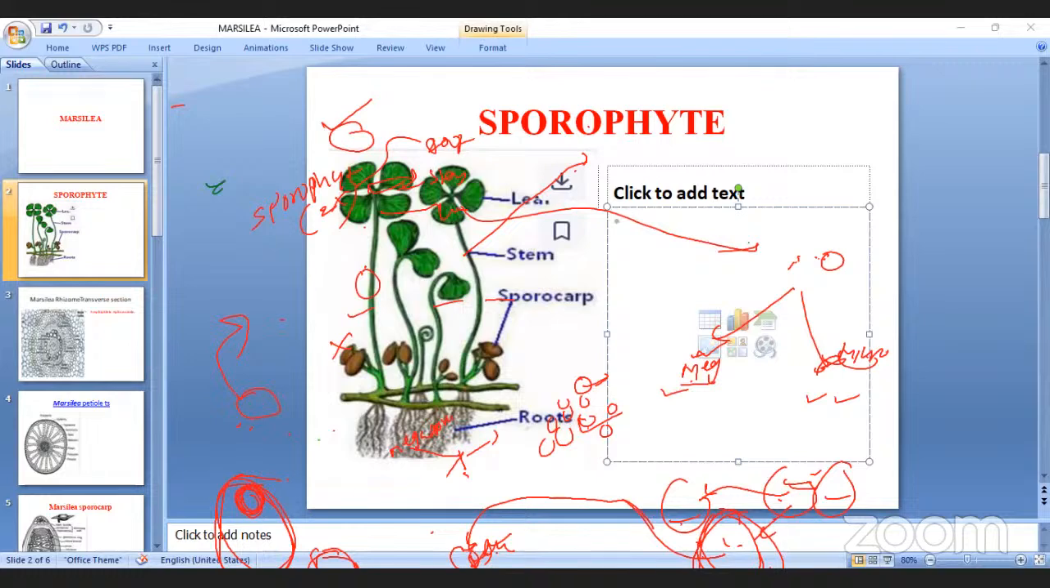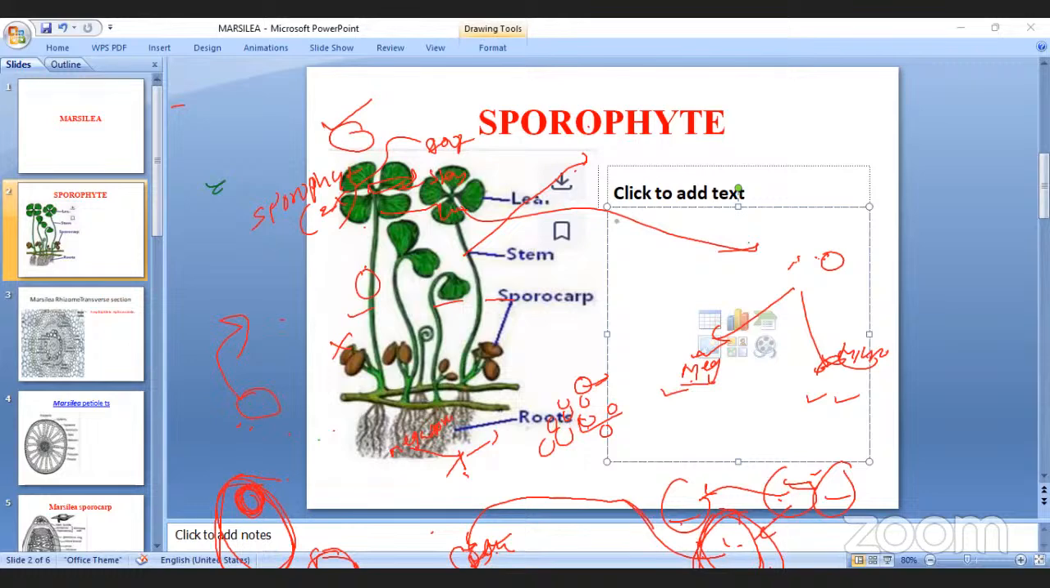Any questions today? Any remaining in this? So if I complete heterospory, seed habit, and stellar evolution, then this complete Pteridophyta is completed. And next one, gymnosperm characters.